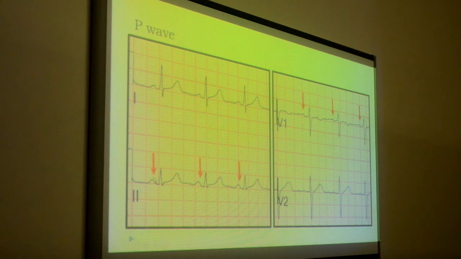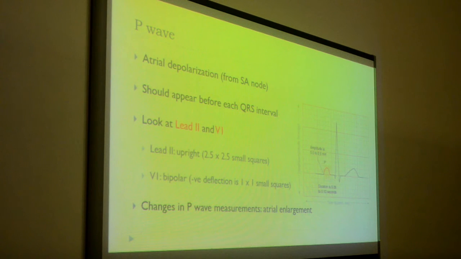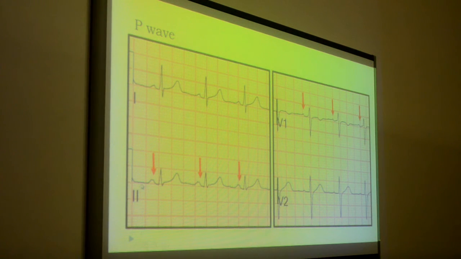Here, this is lead 2. High amplitude indicates you most likely have right atrial enlargement, and wider, most likely left atrial enlargement. This is the normal P wave. As you can see, it's smaller than 2.5 by 2.5. Once it becomes larger, that's when it becomes worrisome.